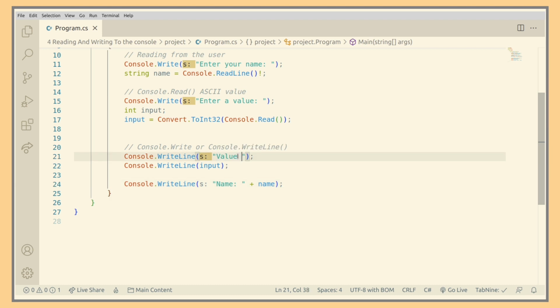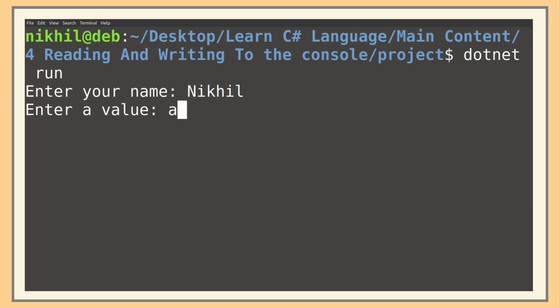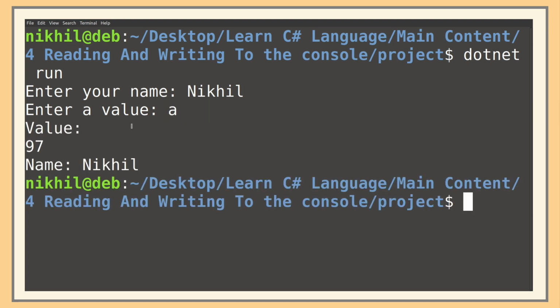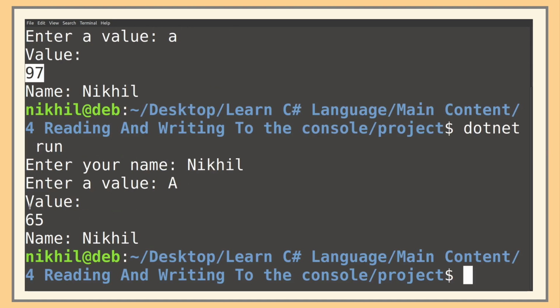So let's run this. I'll save our program and then run dotnet run. Now you can see I will enter my name and then a value. So its ASCII code is 97, not 96. And then if I enter capital A, its ASCII code is 65. So it's my mistake, by the way, that ASCII code will be printed whatever value we enter here, right?